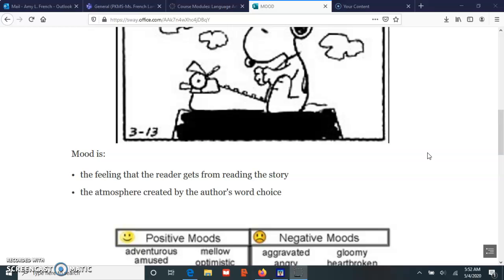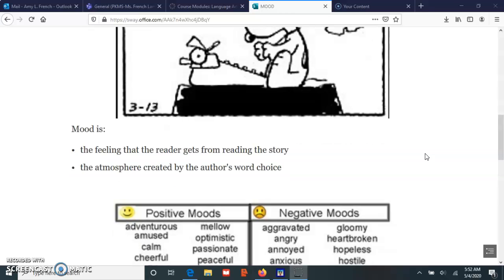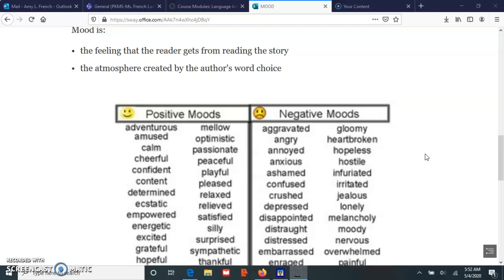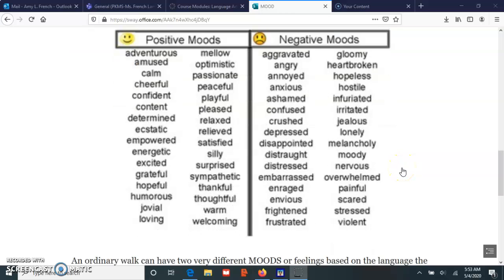Mood is the feeling that the reader gets from reading the story. It's the atmosphere that's created by the author's word choice. So the author can create positive moods like feeling optimistic, peaceful, playful, determined, or the author can create negative moods. They can use language to let us know that the characters are feeling depressed, jealous, lonely, confused, and they really do this by the choice of the words that they use.